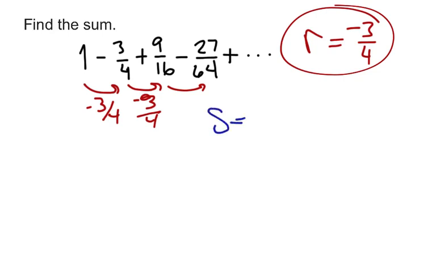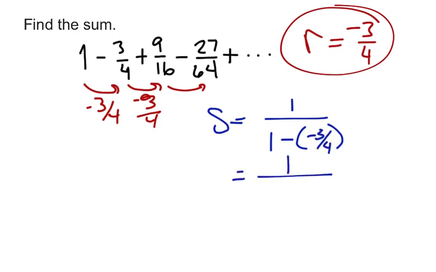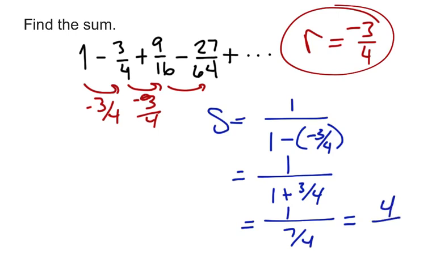And all we do is take that first term, put it on top. In the denominator, we go 1 minus the common ratio. And here, our common ratio is -3/4. So that's 1 over 1 plus 3/4. 1 over 7/4. So our infinite sum is going to be 4/7.